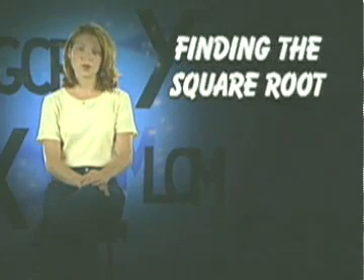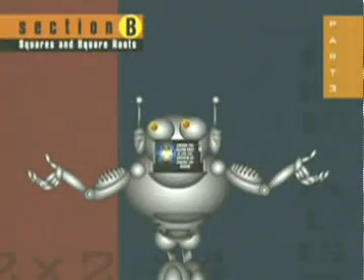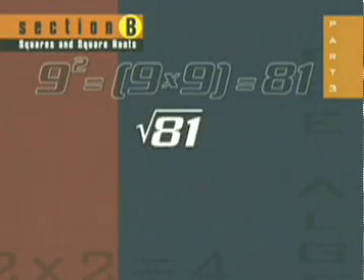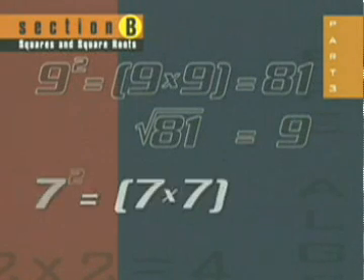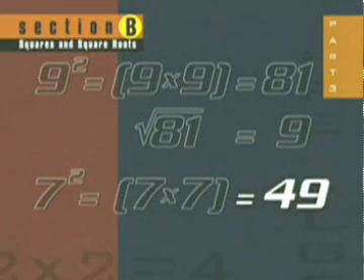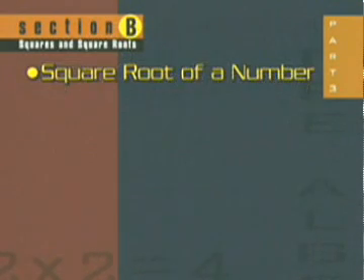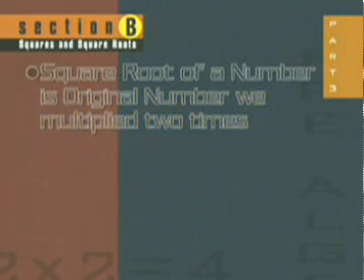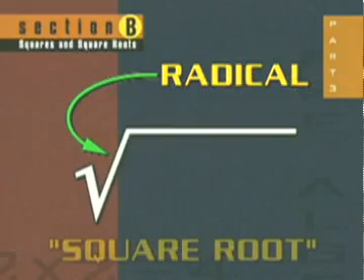Well, finding the square root is just like doing the opposite of finding the square. Check it out. See how 9 squared equals 81? Well, that means the square root of 81 is 9. Same thing with 7. 7 squared equals 49, so the square root of 49 equals 7. The square root of a number is simply the original number we multiplied 2 times. We use this symbol here to mean square root. It's called the radical.